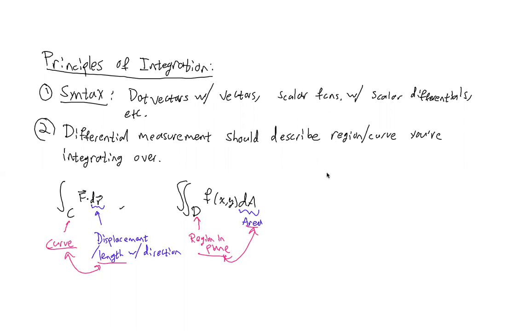Whatever your differential measurement is should describe your region or your curve. The last example of this that we've really seen so far is a triple integral dV. In this case, we're looking at volume, and you're integrating over a solid region. And of course, a solid region has volume. So these are the two most important principles of integration. And if you adhere to these principles, then mostly you should be okay.